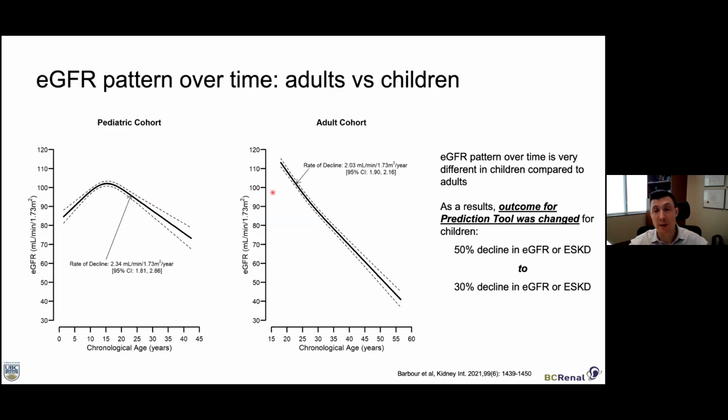And it decreases at a rate that's very similar to what we see in adults, but adults do not have that initial increase in kidney function. So this is a very unique disease trajectory in children. And as a result, we needed to tweak the outcome of the model a little bit to predicting a 30% decline in kidney function instead of a 50% decline.